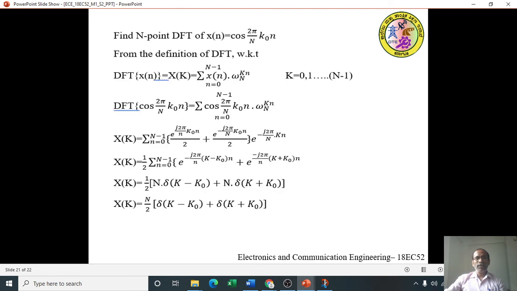Let us understand one example for this. I have taken to calculate the n-point DFT of x of n is equal to cos 2 pi by n into k naught into n. You know that cos theta can be written as e power j theta plus e power minus j theta, by 2. So club these two problems. It looks like your previous problems. One is e power plus j theta, for which you get an answer n times delta k minus k naught. The other problem is e power minus j theta, for which you get delta k plus k naught. Thank you.